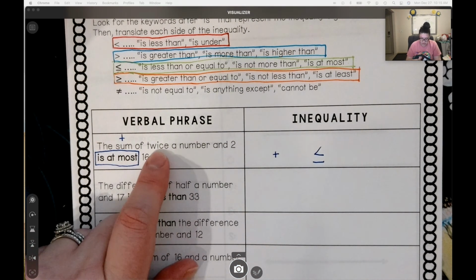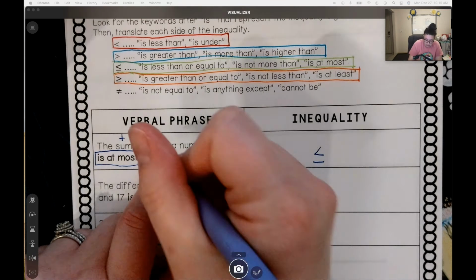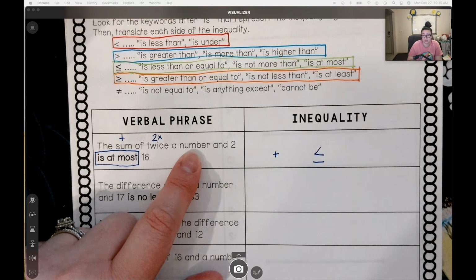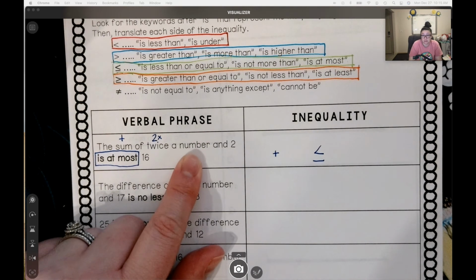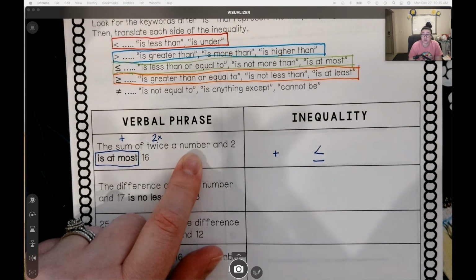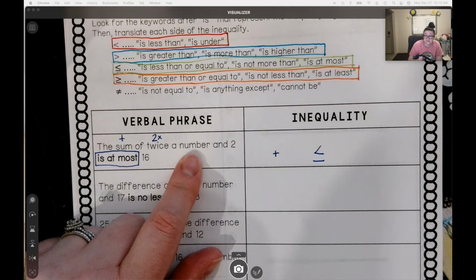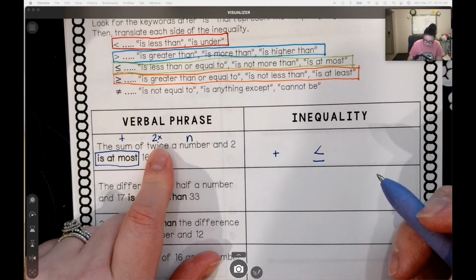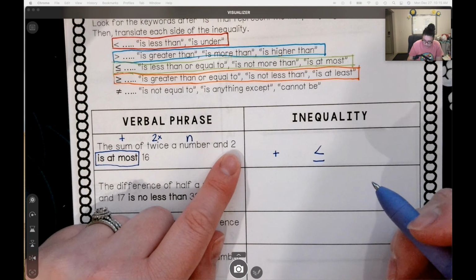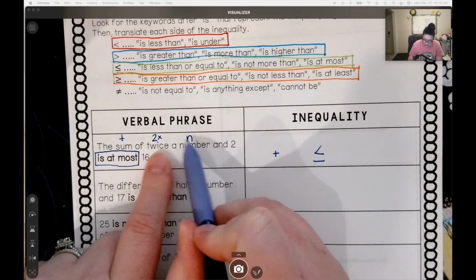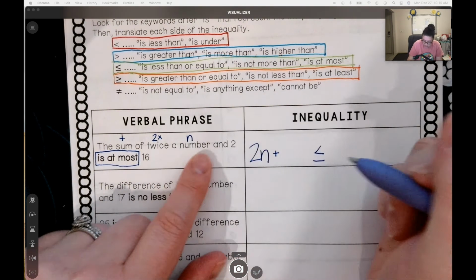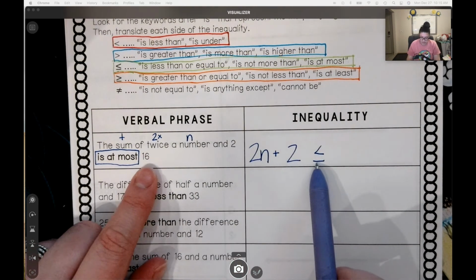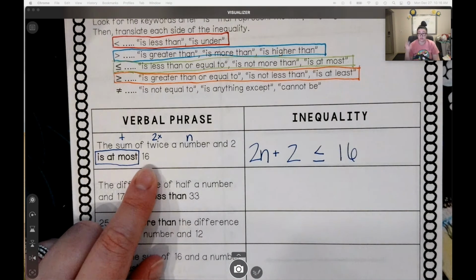Twice a number. Twice means we have to do 2 times a number. Do we know what number it's going to be? If we don't know what number it's going to be, it's a variable. So let's use the number n. I have to do twice a number, 2 times n, and 2n is at most, we already got our symbol, 16. And we're done.